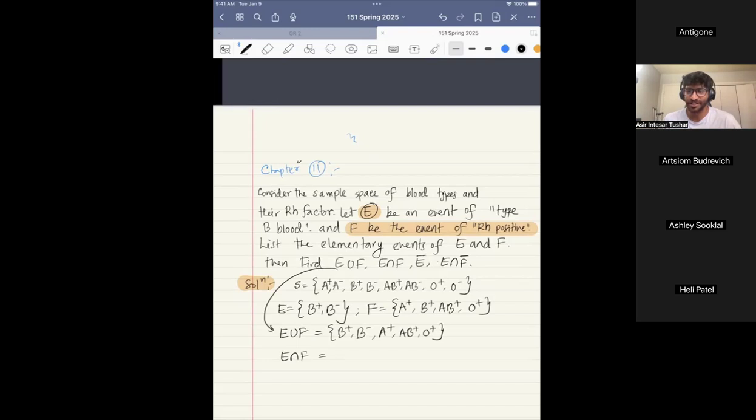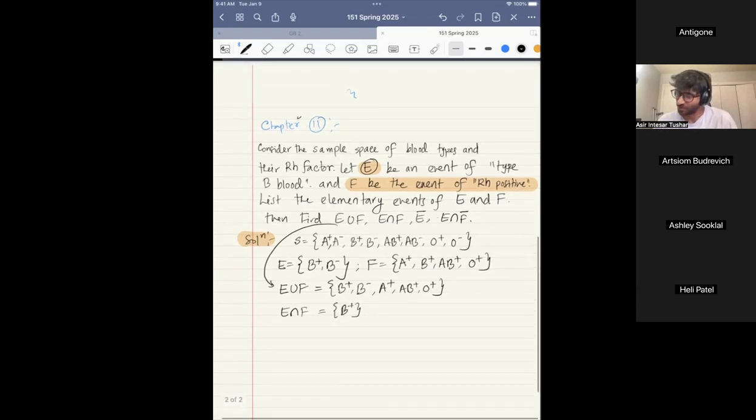Do you know that, Ashley? Yeah, I'm looking back at my notes. So think about it, intersection means the common ones, right? Between E and F, what is the common element which is in both of them? Oh, just B plus? Just B plus, yeah, that's it.